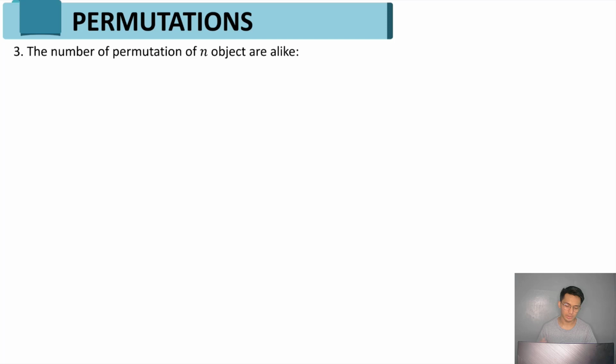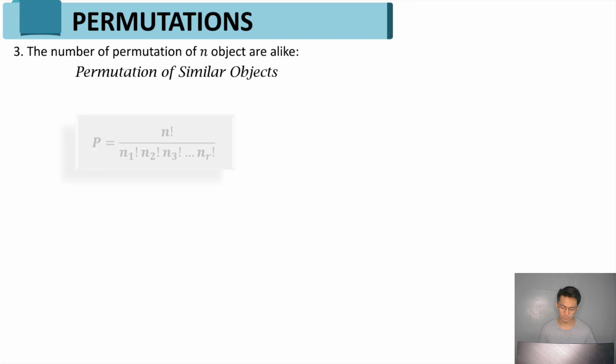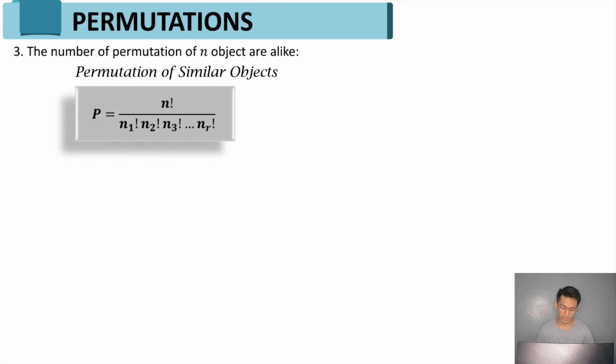Third type of permutation is the number of permutation of n objects that are alike, or yung tinatawag natin as the permutation of similar objects. So, we have the formula. P is equal to n factorial over n1 factorial, n2 factorial, hanggang nr factorial. So, ang concept lang nito, bibilangin lang natin dun sa object or dun sa situation kung ilan yung magkakamukha at yung ilalagay natin sa ilalim.